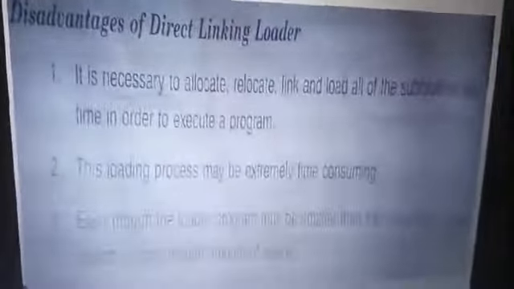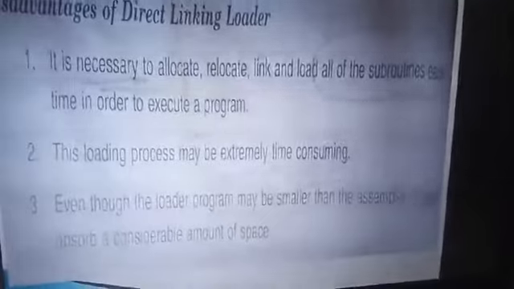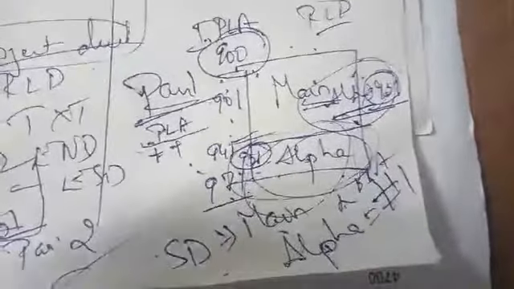Analyze the flowchart first so that you can understand the algorithm. The disadvantage is that it is necessary to allocate, relocate, link and load all the subroutines, right? That's what I told. In direct linking, however many subroutines you have, you need to allocate first. That's what we did over here. We had 2 subroutines; all the subroutines we need to load, then only I'll get this address. So there is no dynamic loading concept. In direct linking, you first load everything, and after that we get the numbers.